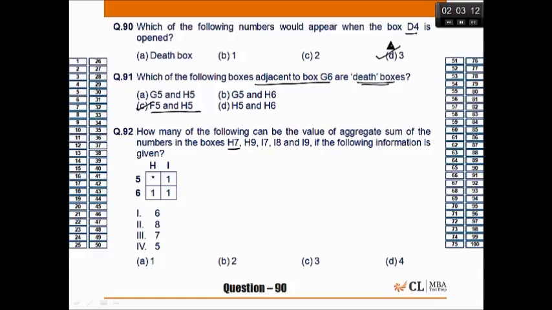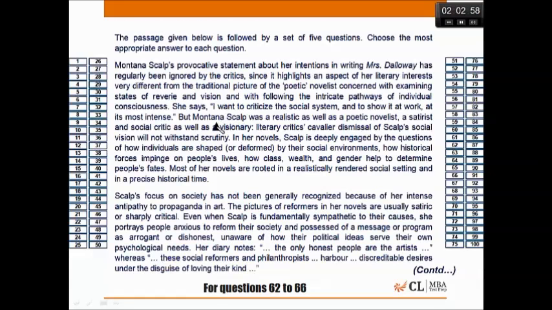The first RC would be question number 62 to 66, which is what we said we'll solve first. Okay. Control P. 62 to 66. Okay, let's do this.